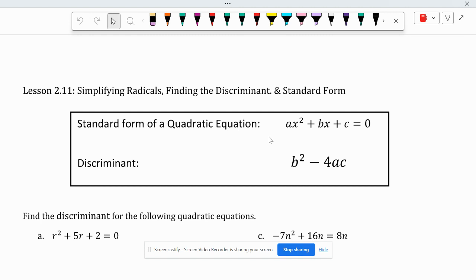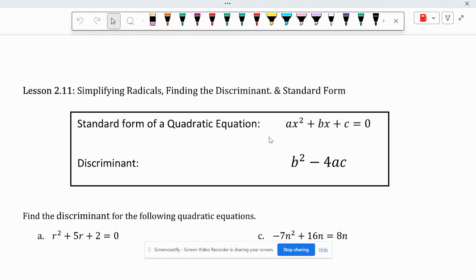Okay. So today we're simplifying radicals and we're going to find the discriminant. The discriminant is everything that goes underneath the square root symbol in the quadratic formula. Some of you learned the quadratic formula last year. I know that I introduced it to my Math 1 kids, but we didn't use it at all.